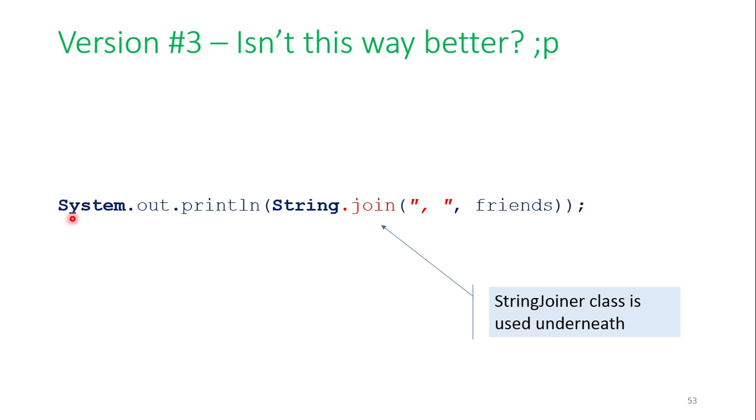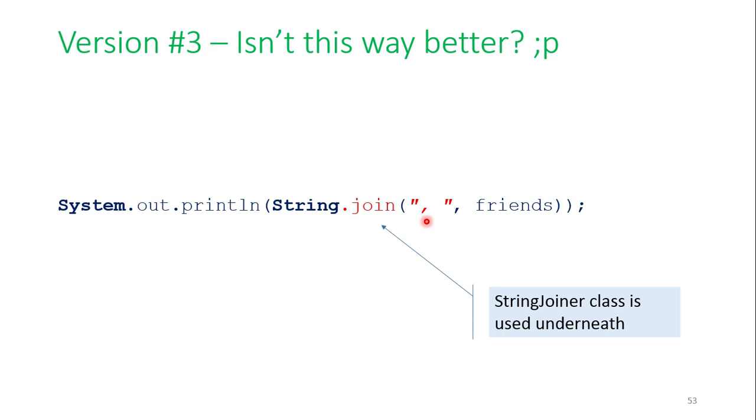And you can see that this is really, really trivial in comparison. System.out.println, no loop, no indexes, nothing. I just use a join method, which is a static method from the class String. I use String.join by saying I want to join the elements in the collection friends, and I want to separate them with a comma.